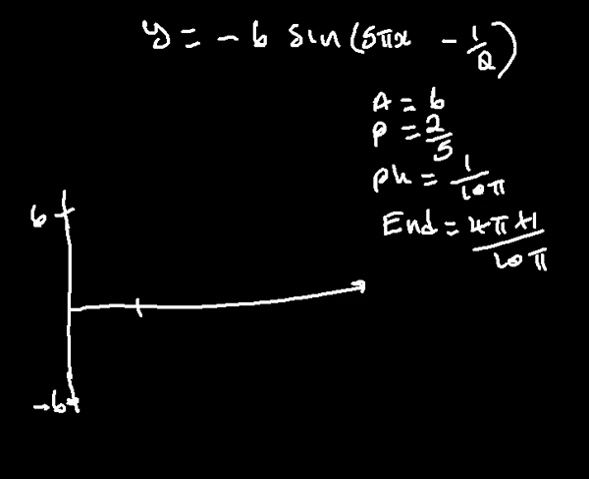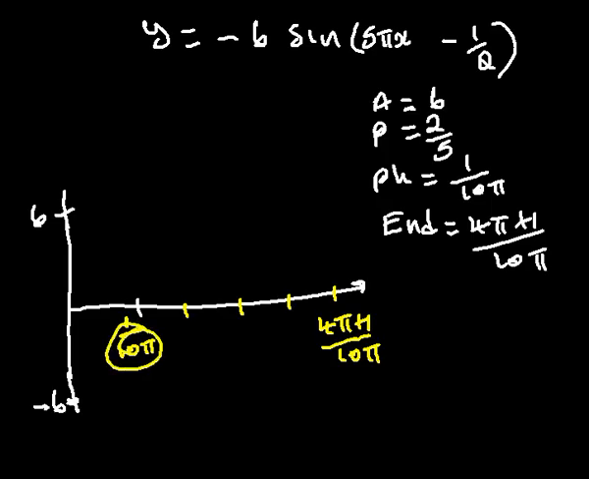That is 1 over 10 pi. And the graph is ending at 4 pi plus 1 divided by 10 pi. Like that. Then we have to divide the region into 4 equal parts, to have this point, as well as this point. So let's first of all have that one.